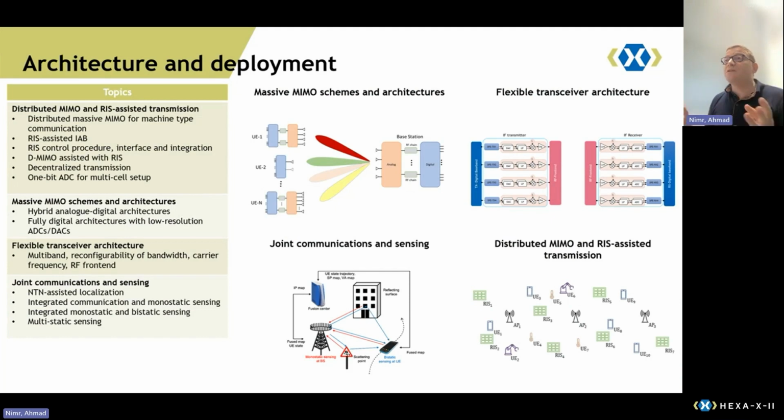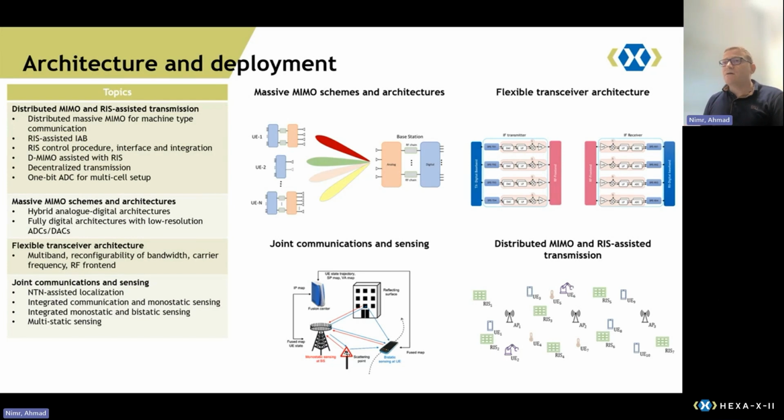So we group them into different categories of enablers: architecture and deployment, several topics related to distributed MIMO and addressing transmission, so addressing the backhaul, integrated access and backhaul, RIS-assisted communication, and different schemes for D-MIMO, even considering 1-bit ADC, different massive MIMO architectures from hybrid, analog and digital, or even some items will focus on fully digital architecture with low resolution ADC.